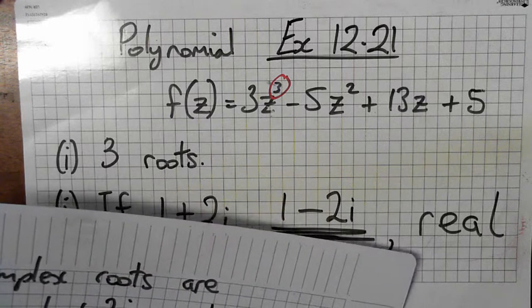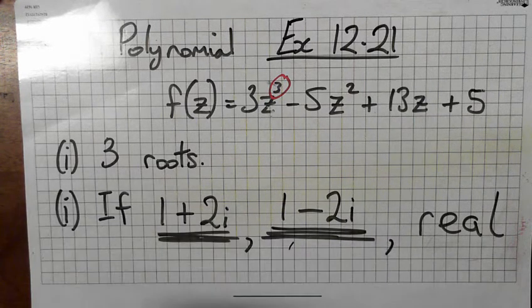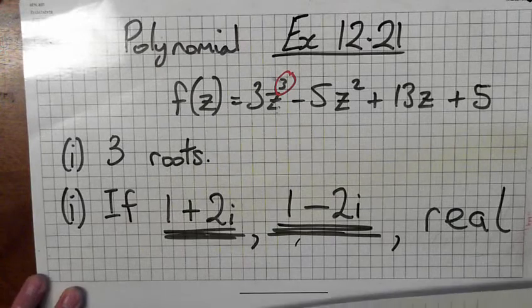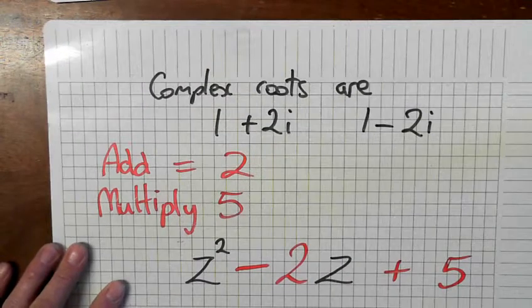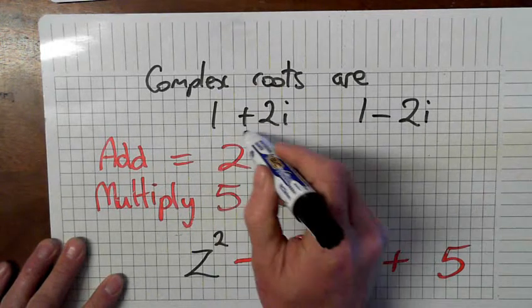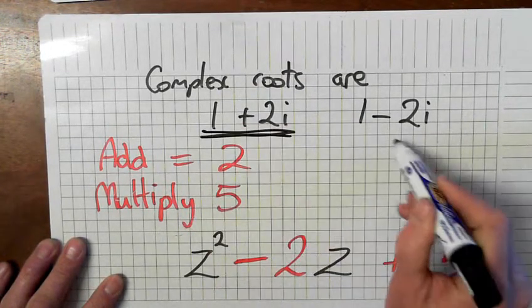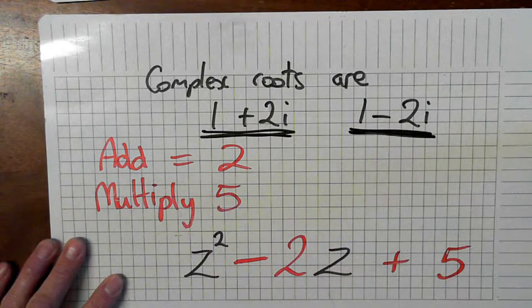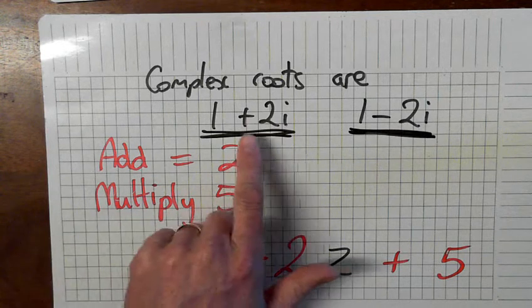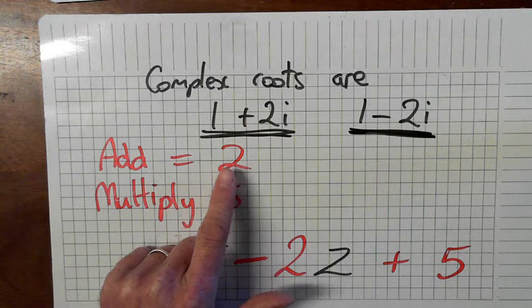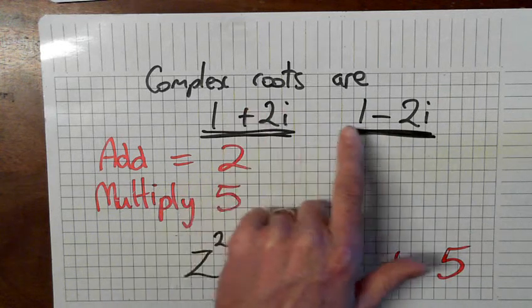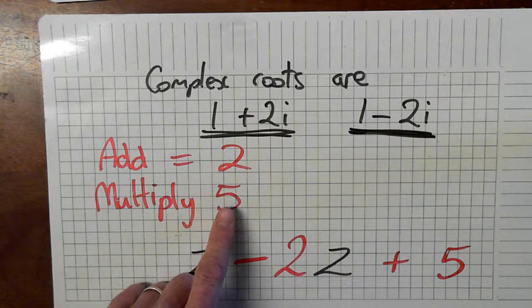Now the next step is to find the third real root. This is the method for finding the third real root. I'll put it back in a second. So the complex roots are 1 plus 2i and 1 minus 2i. If I add those 2 roots together, I get 2. If I multiply those 2 roots together, I get the number 5.